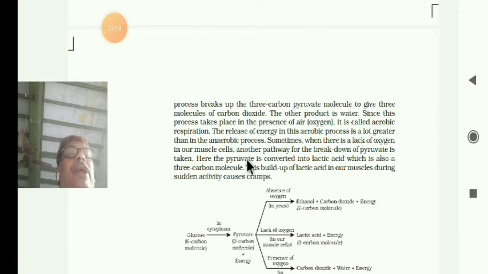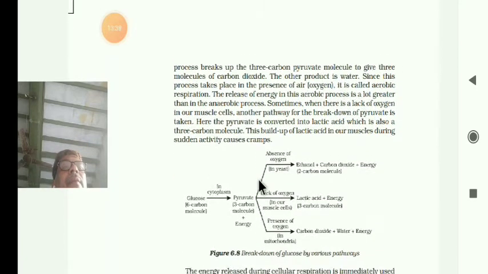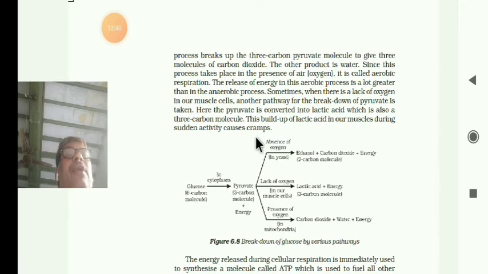Here the pyruvate is converted into lactic acid, as I already told you, in the muscles. Lactic acid is also a 3 carbon molecule. This build-up of lactic acid in our muscles during sudden activity causes cramps and pain.